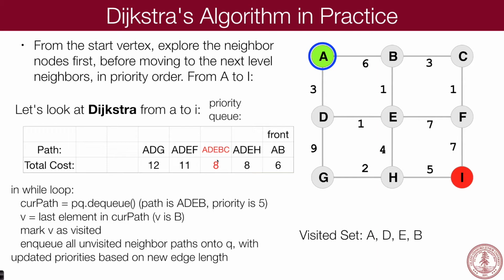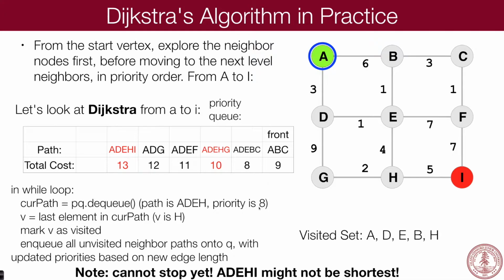Okay, so then AB comes out next, and AB has a priority of 6, and then we get the current path. The last element is B, and therefore we can now put ABC in there. So again, we put C in there because it hasn't been visited yet, so it just gets continually updated there. And which one's going to come out next? ADEH, and therefore ADEH with a priority of 8 comes out.